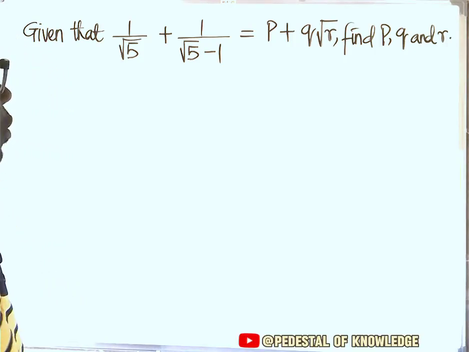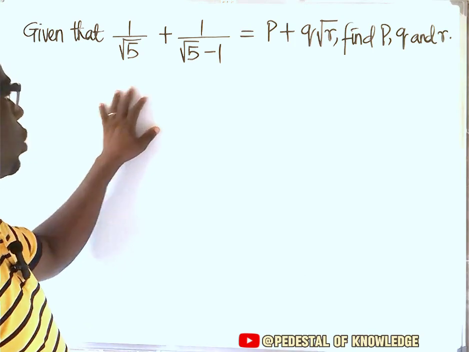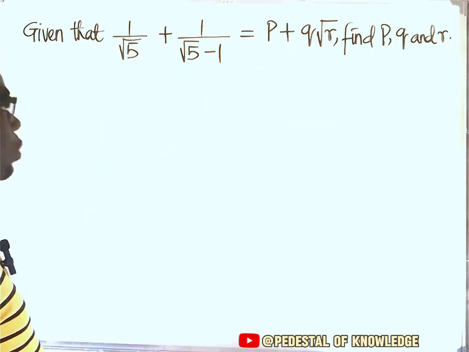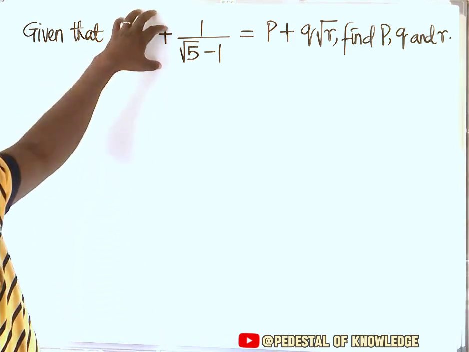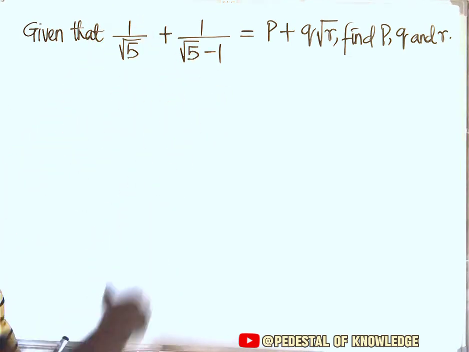This question says, find the values of P, Q, and R if 1 over root 5 plus 1 over root 5 minus 1 is equal to P plus Q root R. Now, without wasting much time, what we need to do is to rationalize the surd on the left-hand side of the equation and then compare it with the variables on the right-hand side.